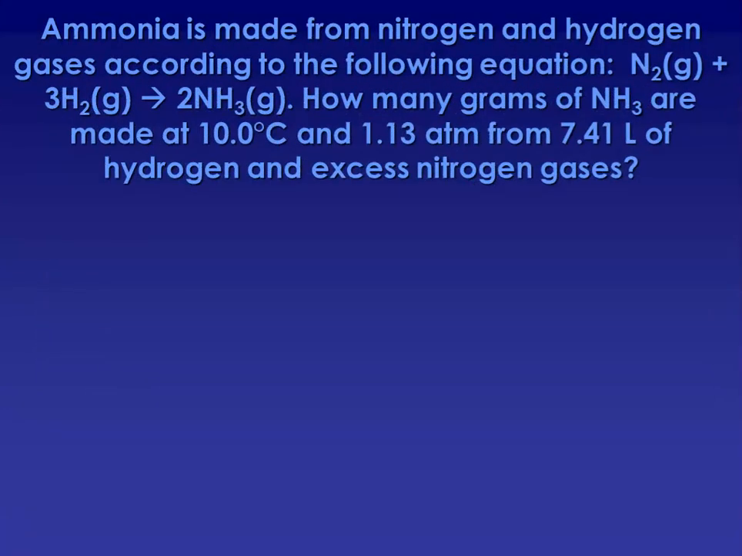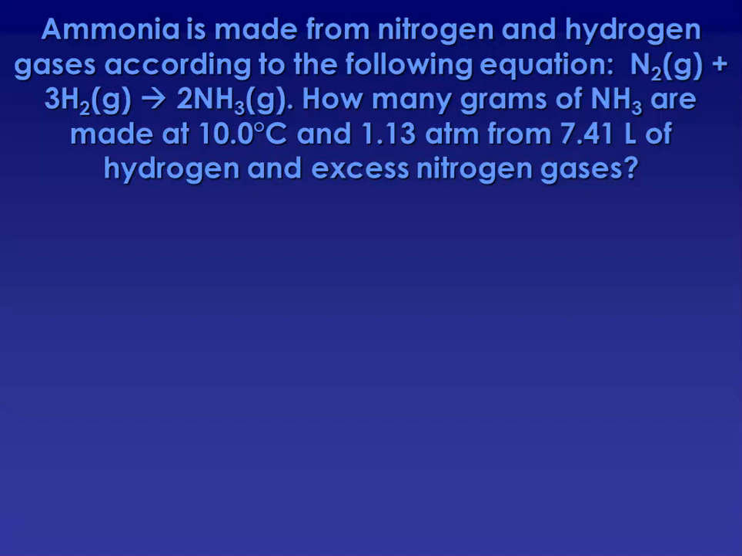This time we have ammonia being made from nitrogen and hydrogen gases. Your equation is shown: N2 plus 3H2 makes 2 NH3. Notice the coefficients are not the same in this particular reaction. We want to know how many grams of ammonia are made. So I'm not asking you to find a volume, I'm asking you to find a mass.